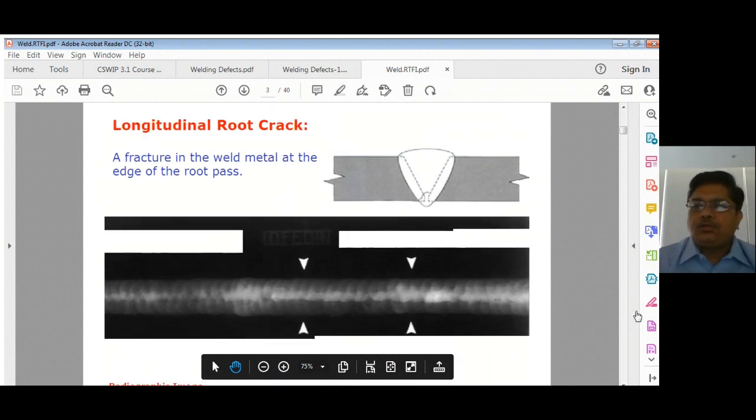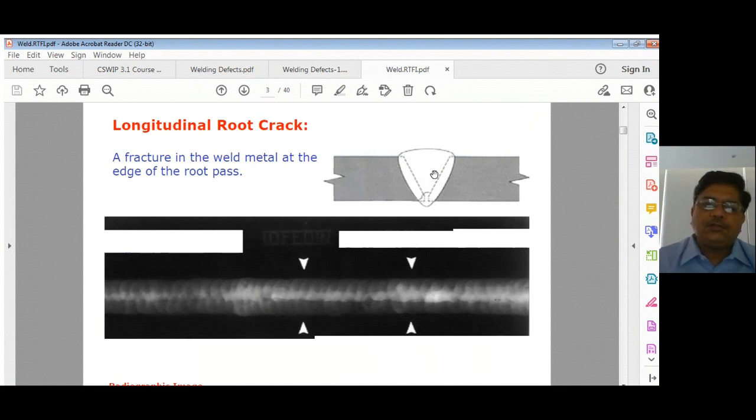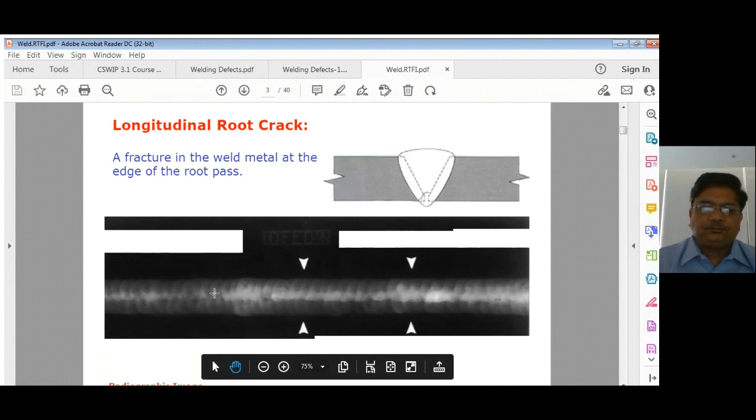Second is longitudinal root crack. You can see that in the radiograph it will be dead in the center, and you know that it is a root problem. So you can see this in the joint. It is very important to know the bevel configuration of such joints when you are doing the radiography interpretation.